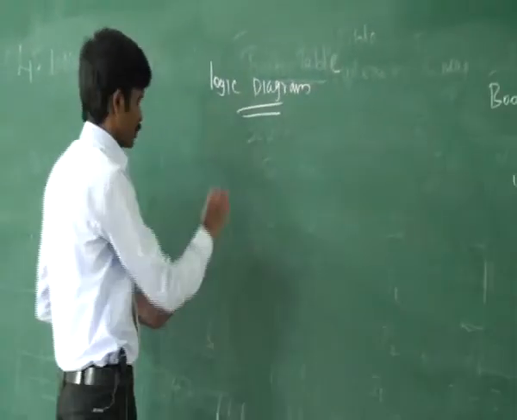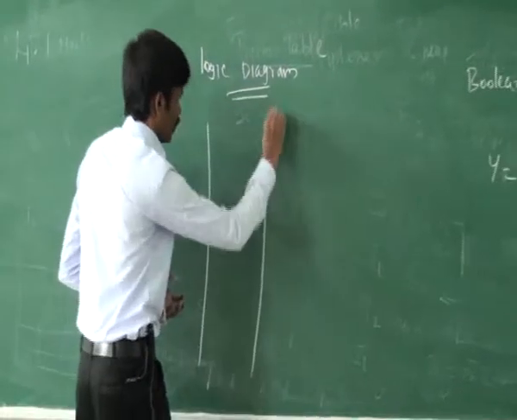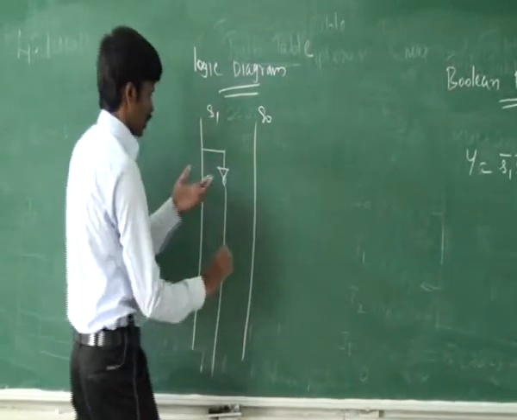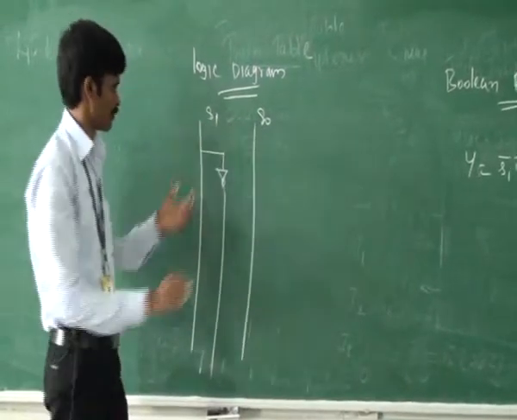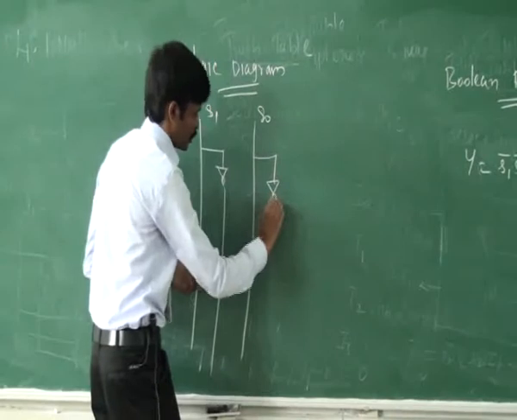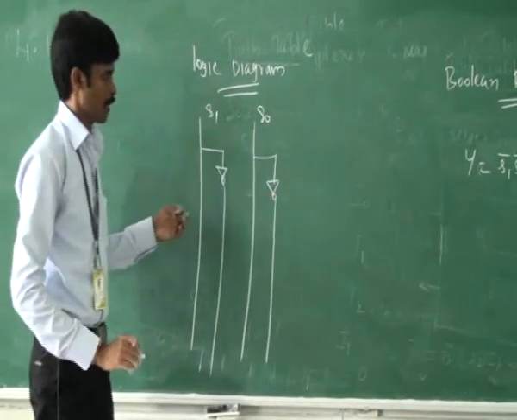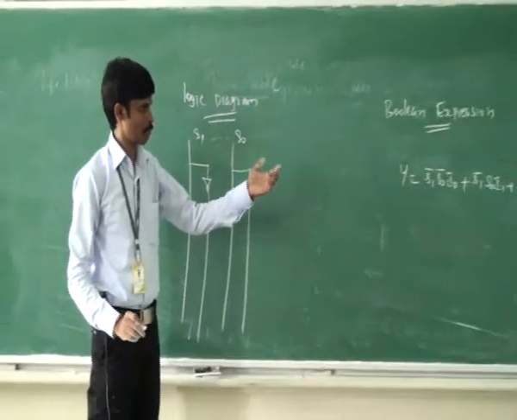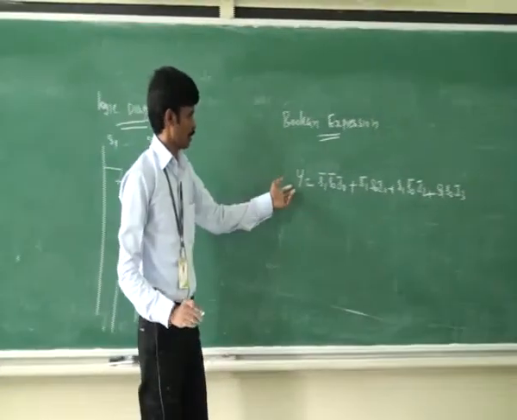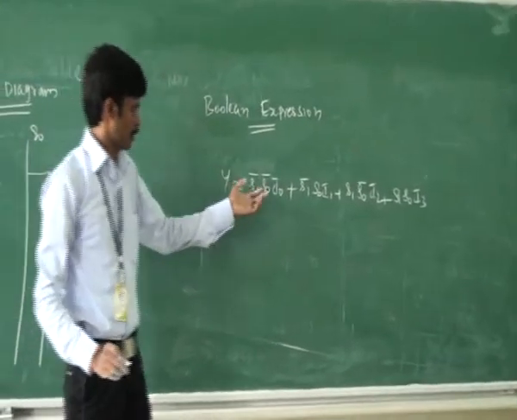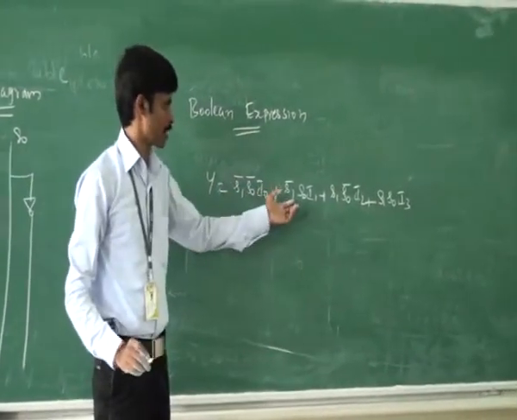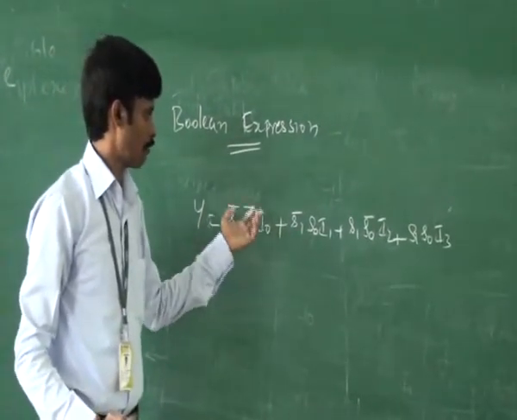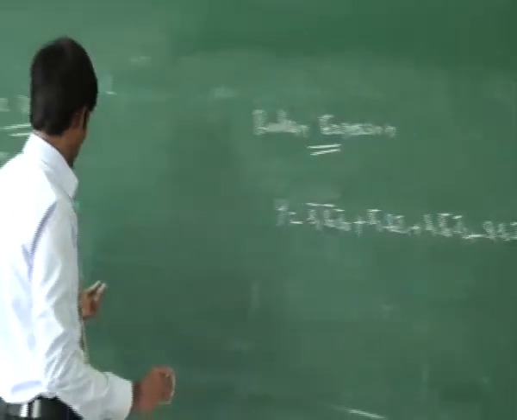Here we have two select inputs, S0, S1. This inverter is used to take the complement of S1. Then this one is used to take the complement of S0. Then the Boolean expression is Y is equal to S1 bar into S0 bar into I0. To implement this Boolean expression, we need 4 3 input AND gates, 2 inverters and 1 4 input OR gate.